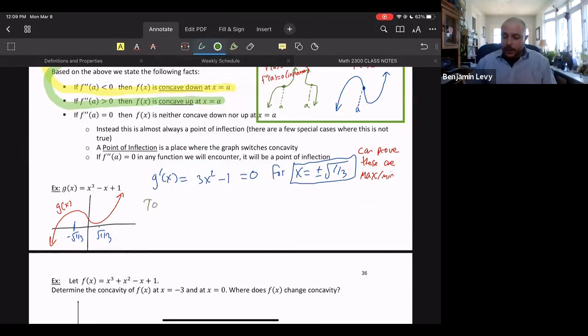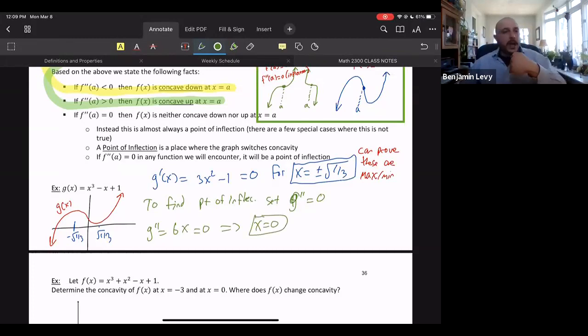And so that's all I'm trying to point out here: to find the point of inflection, you can set the second derivative equal to 0. And so if we take the second derivative, it's a g though, not an f. Second derivative is 6x, set that equal to 0. We find that x equals 0 is the point of inflection. And again, you can see that on the graph, right? Right where it crosses the y-axis is where it switches concavity. So x equals 0 is the point of inflection. And again, just look at the picture and hopefully you agree with that.